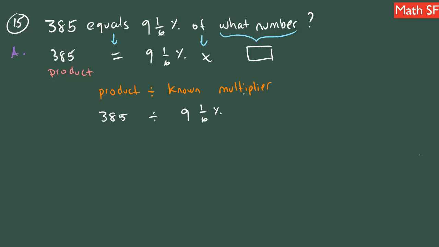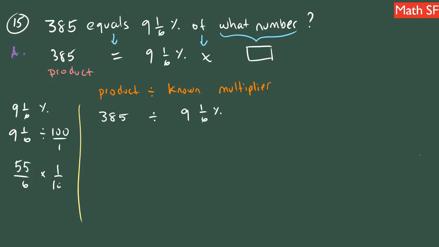But wait a minute. This part here is a percent. So how can I get rid of the percent? We have to divide by 100. So 9 and 1/6 percent is 9 1/6 divided by 100 over 1. 9 times 6 is 54, plus 1 is 55 over 6, times 1 over 100.